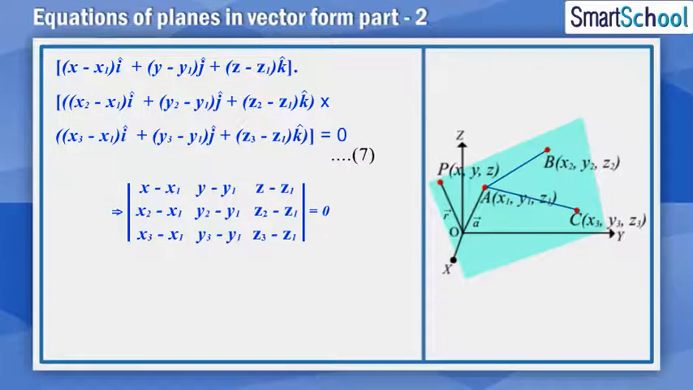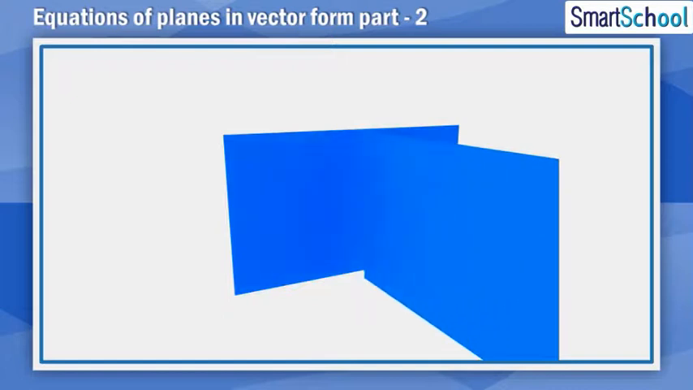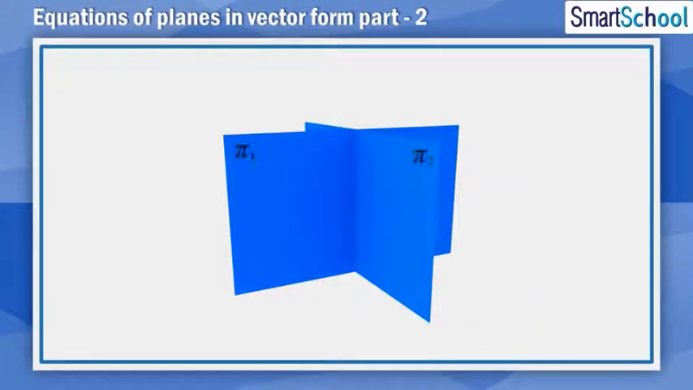Converting equation 7 into a determinant as shown here, we get the Cartesian form of the equation of a plane passing through 3 non-collinear points A, B and C with the given coordinates. Consider 2 planes, pi1 and pi2, intersecting at a line as shown. Now consider another plane pi3 passing through the line of intersection of planes pi1 and pi2.